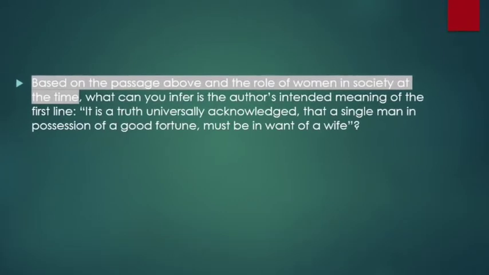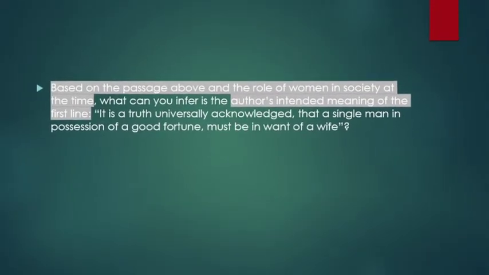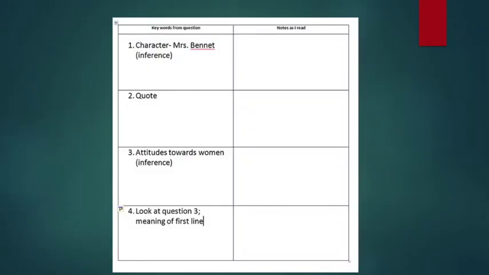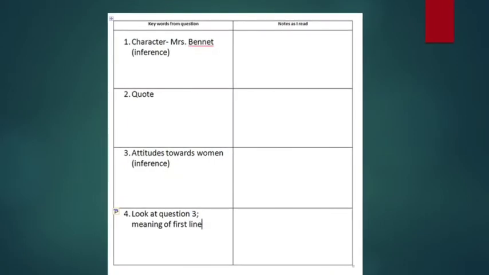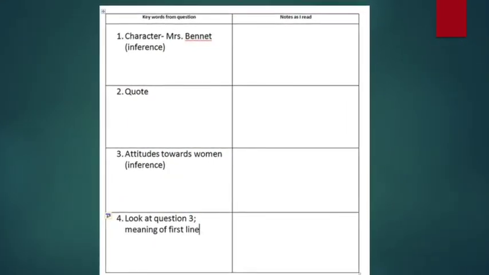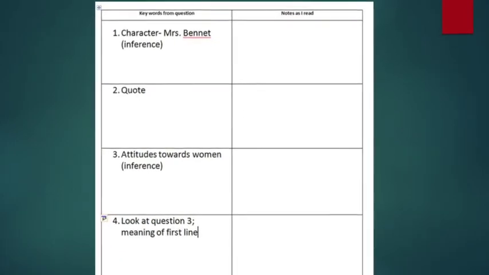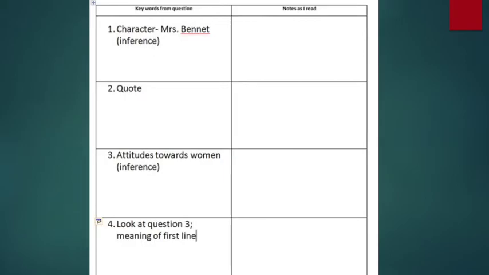question about what the role of women in society was. And next I see that I'm going to be looking at what the author's intended meaning of the first line is. So I'm going to write in my graphic organizer that I should look at question 3 and I should think about the author's intended meaning of that first line. Go ahead and pause the video and write that in now.